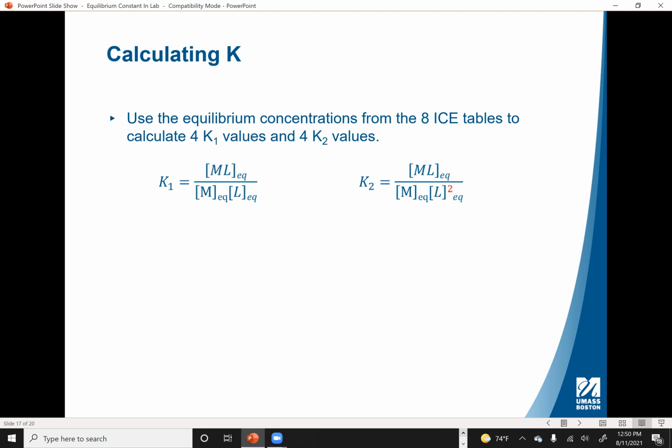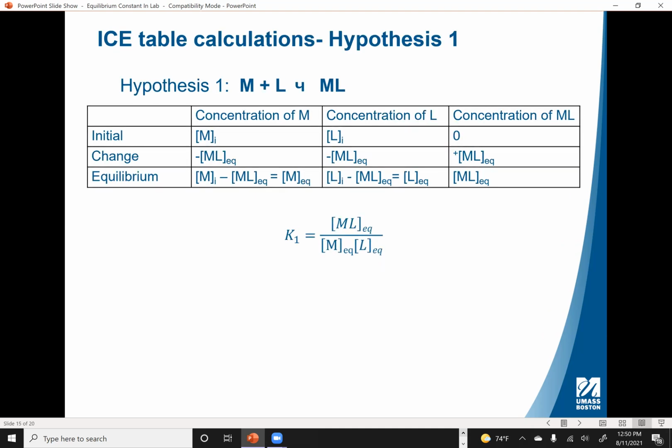So we will be creating 8 ice tables. So what does that mean? So we have 4 different concentration variations. So tubes 2, 3, 4, and 5 are 4 different variations. So for each variation, we need an ice table for each one. So at the end, for hypothesis 1, we will be calculating 4 different K values, 1 for each tube. So tube 2 we'll do an ice table and K calculation for that. Tube 3 we'll do another ice table and the K calculation for that.